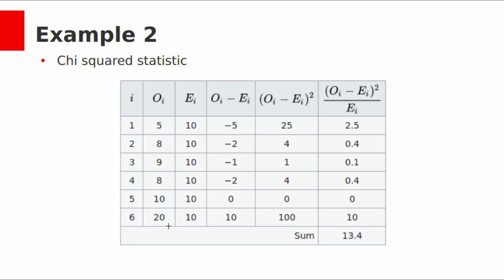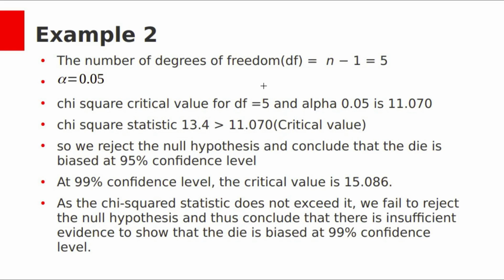First, we need to calculate the chi-square statistic. So these are our observed values. These are expected values. We need to calculate the difference between the observed and expected values. These are the differences. We need to take the square of the difference values. So it is 25, 4, 1, 4, 0. And if we normalize the square deviations with expected values, the summation of these normalized square deviations is 13.4. It is the chi-square statistic. And here the degrees of freedom is n minus 1. Here we have 6 faces. 6 minus 1, it is 5.